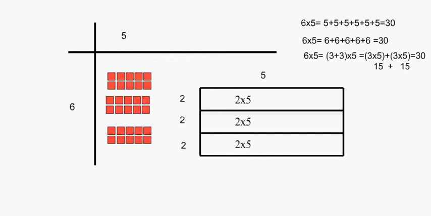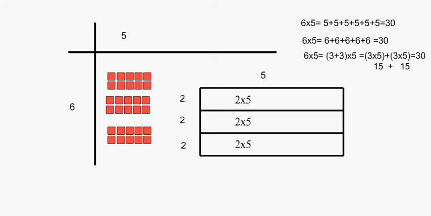And another student might divide it up this way. Instead of 2 groups of 3, they might want to put it into 3 groups of 2. They know that 2 times 5 is 10, 2 times 5 is 10, and 2 times 5 is 10. So those all together add up to 30.